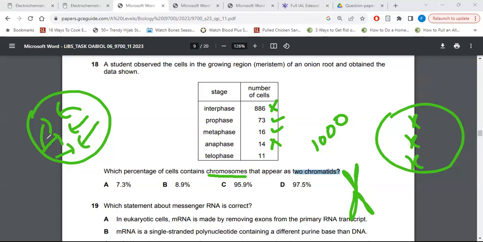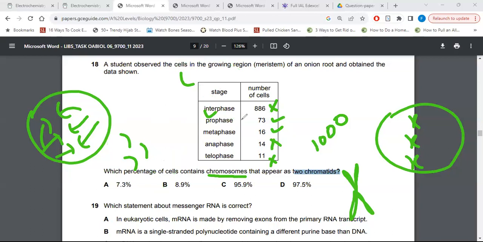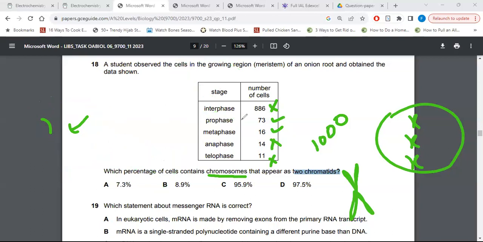What about telophase? Will I see them or won't I? You won't. Same logic, because now the chromatids have gone to the opposite poles of the cell and the nuclear membrane has formed around them. So we will see this in prophase and metaphase.